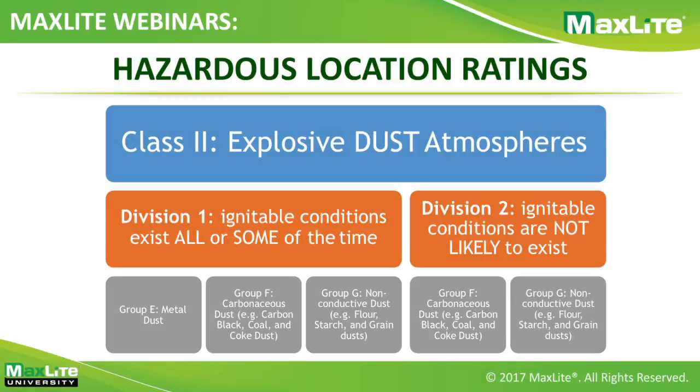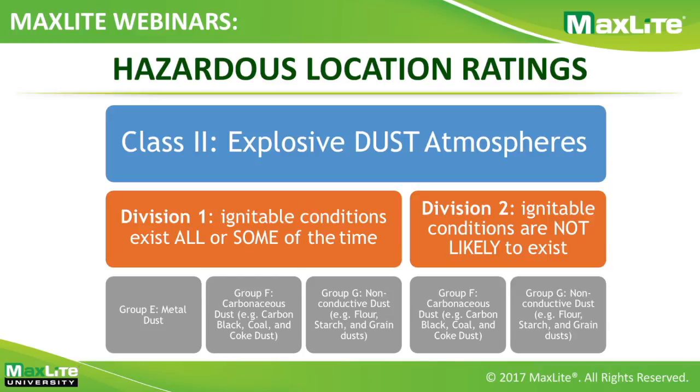Explosive gas atmospheres are not the only concern in a hazardous location facility. Oftentimes, explosive dust atmospheres are also a concern. This would fall under the Class 2 rating, which again is still broken up into Division 1, which is ignitable conditions exist all or some of the time, and Division 2, which is ignitable conditions are not likely to exist. These are actually broken up into groups E, F, and G.